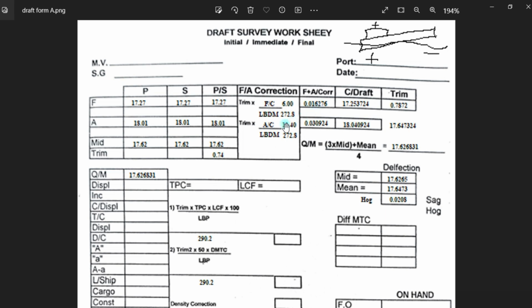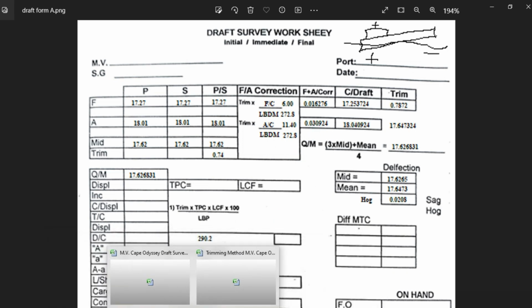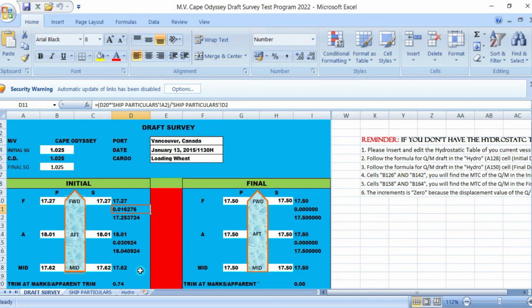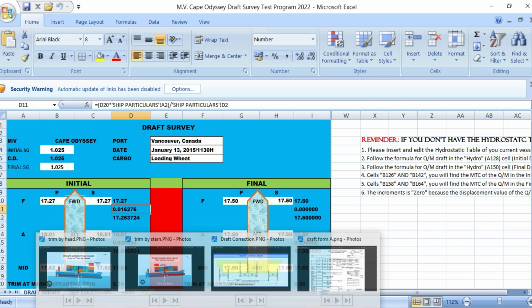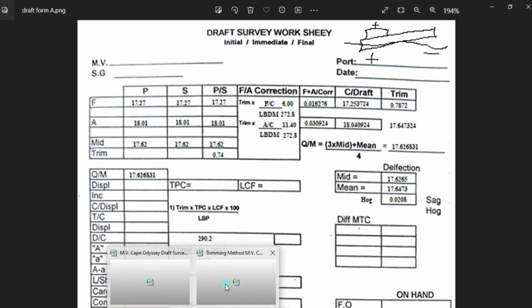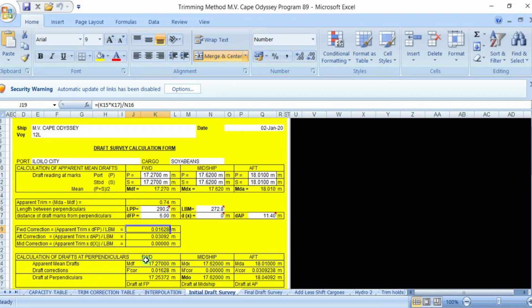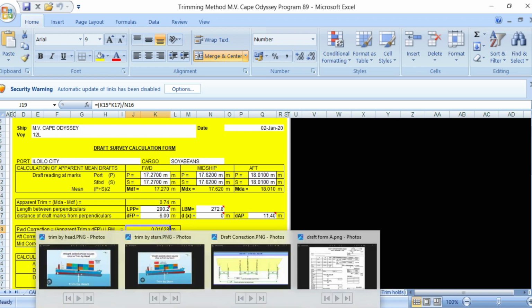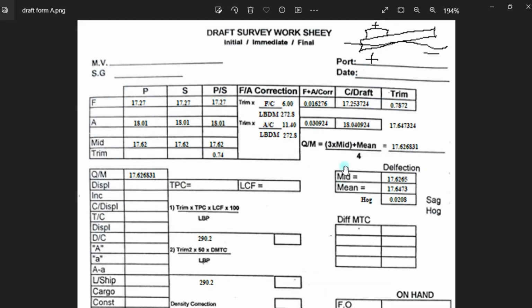So up correction is 0.030924. And the other drop survey, up correction is 0.03092, and we got 0.030924. Okay, almost the same.